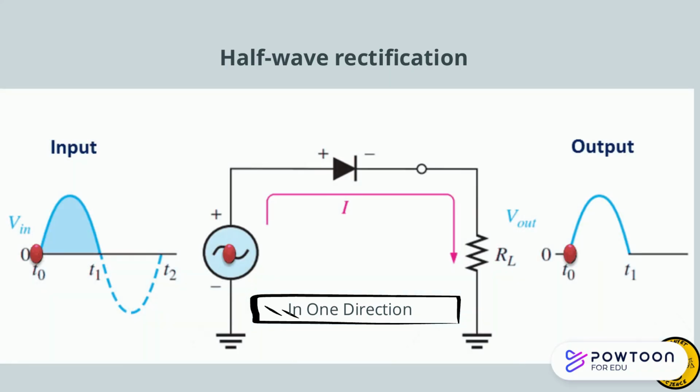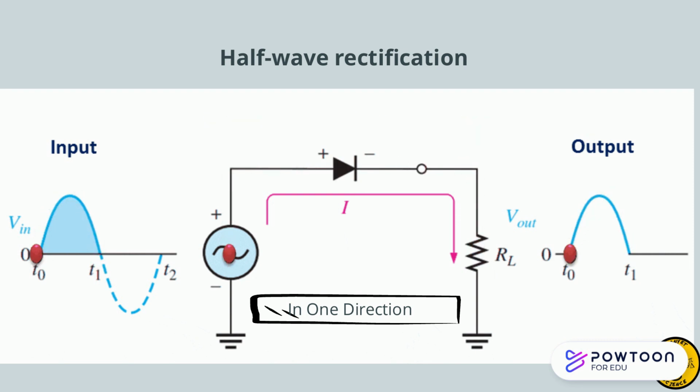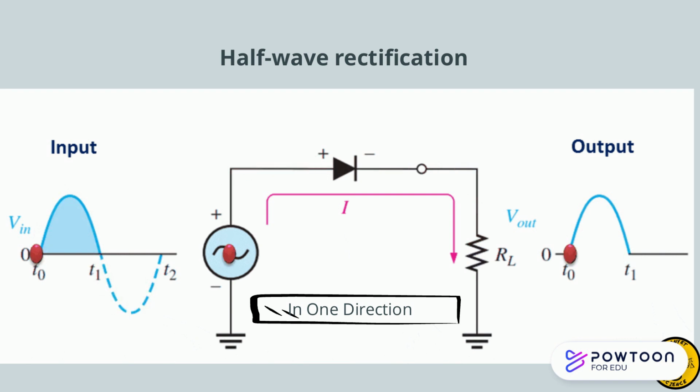Half-wave rectification. When a diode is connected in series with a resistor, any current that passes through the resistor must also pass through the diode. Since diodes can only allow current to flow in one direction, the current will only flow in the first half cycle when the diode is in forward bias. The current is blocked in the second half cycle when the diode is in reverse bias.